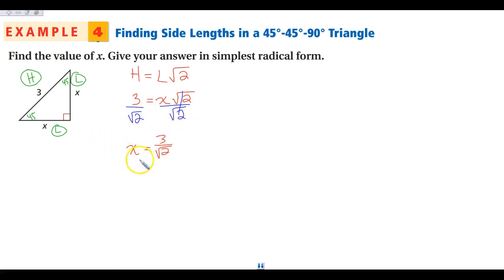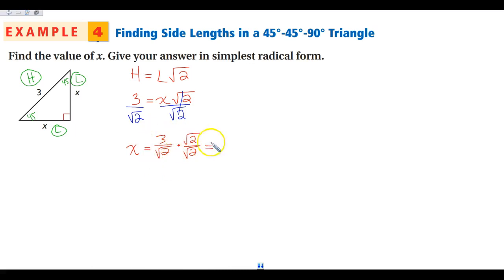Because, can I leave the square root of 2 in the denominator? No. Rules of radicals, we cannot leave a radical in the denominator. So we're going to do what's called rationalizing our expression. So we have to multiply this by the square root of 2 over the square root of 2. Okay, remember, this is just 1, so I'm not changing the value of the fraction.